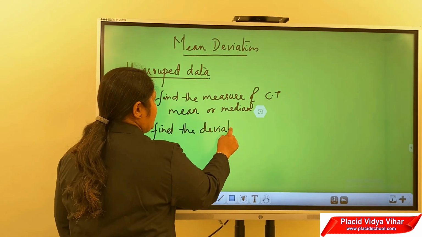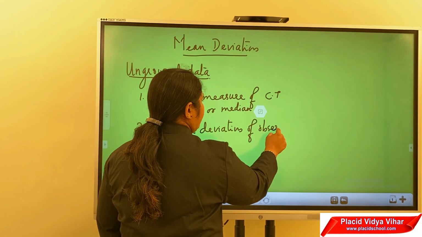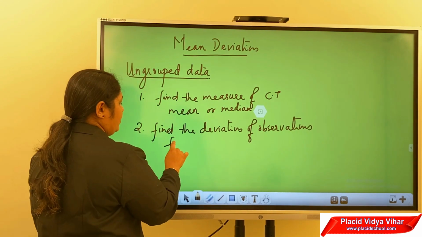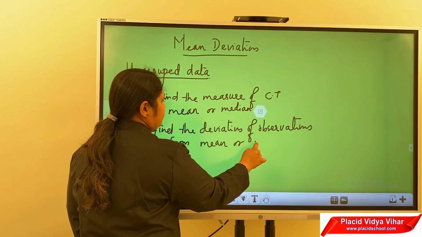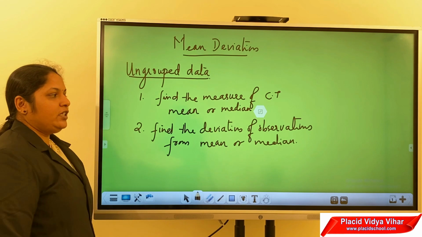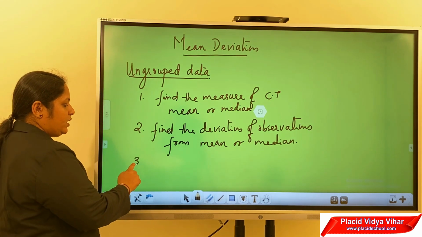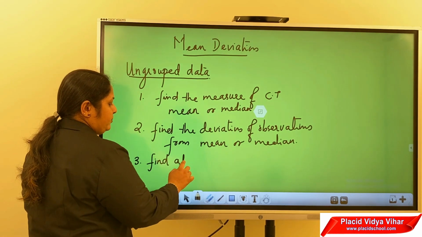Find the deviation of observations from mean or median. Then the third step, find absolute values of deviations.